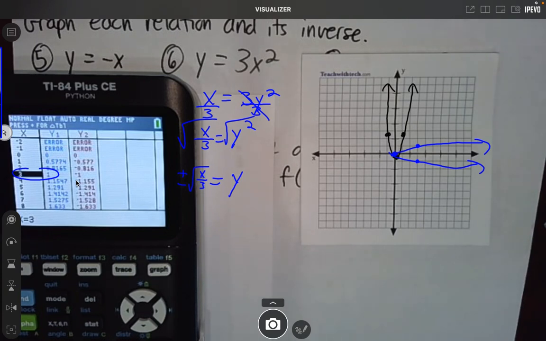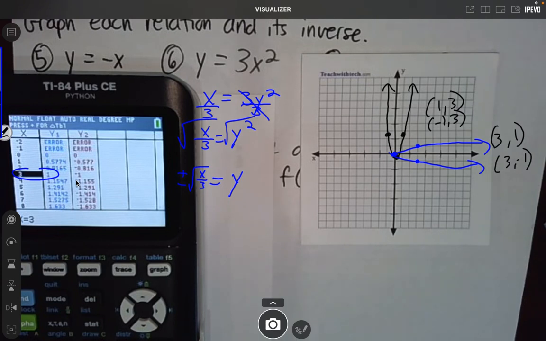Look, if I have those ordered pairs, they were (1, 3) and (-1, 3). Notice what these ordered pairs are. What did I do? I switched them. They're (3, 1) and (3, -1). Right? I switched my x and y's. That's all you do for the inverse.